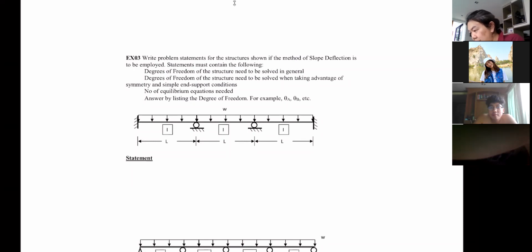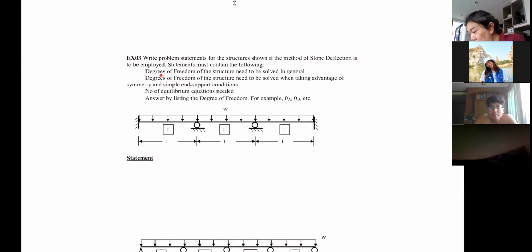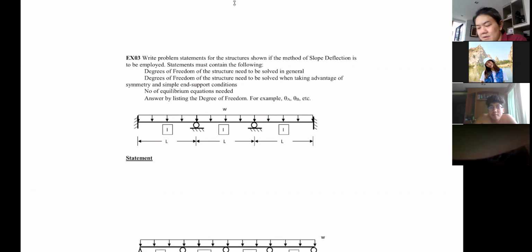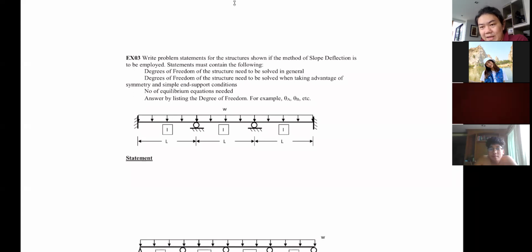Write the problem statement for the structure shown if the method of slope deflection is going to be employed. Okay, so first you need to know how many degrees of freedom this structure has. In fact, how many rotations or joint displacements you have to solve. We talked about this last time, right? So it is a good idea for you to be able to write the statement.